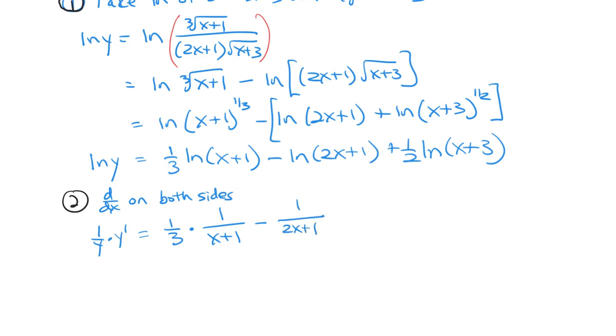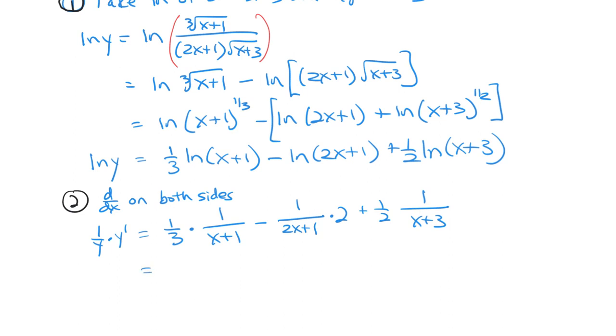But this time, when the chain rule comes into play, because this is not plain old x, when you take the derivative of this, we get 2, which we didn't get here. The derivative of x plus 1 is just 1. But the derivative of 2x plus 1 is 2, so I need to multiply this by 2 from the chain rule. And then we have plus 1/2 times the derivative of natural log of x plus 3, which is 1 over x plus 3. Okay, so that gets us there.